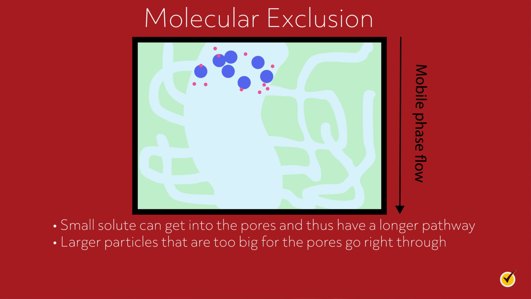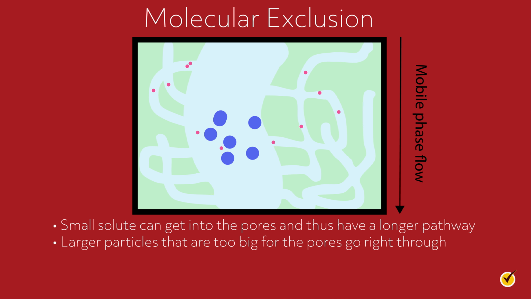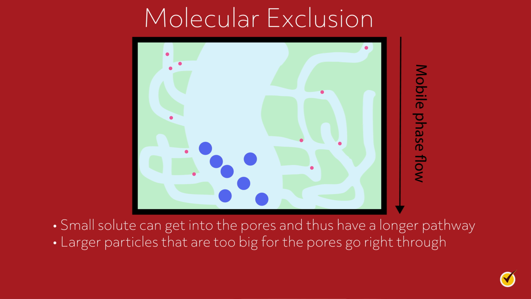Molecular exclusion chromatography separates solute particles based on their size, which makes this a physical and not chemical form of separation. The stationary phase is filled with tiny pores which larger particles can't move through. Thus, larger particles have a much shorter path through the column than smaller particles and leave the column first.